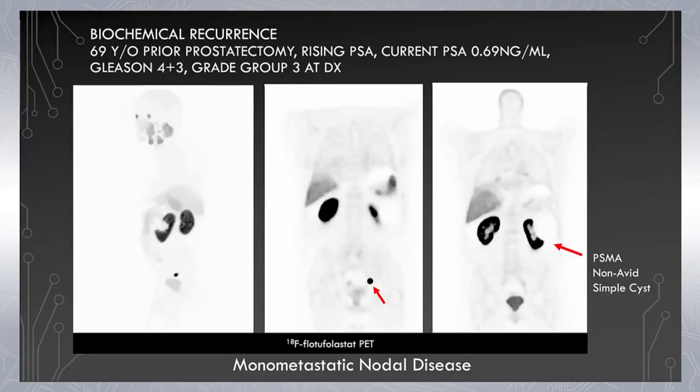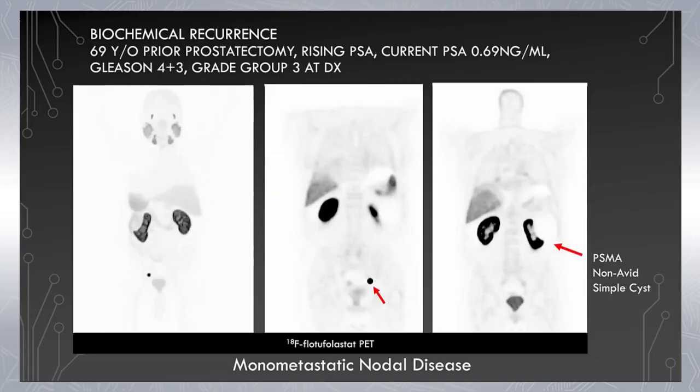So let's look at our first case. It's a case for a biochemical recurrence. 69-year-old with prior prostatectomy, a rising PSA, and a current PSA of 0.69 nanograms per cc. The Gleason at presentation was 4 plus 3. So it was grade group 3 carcinoma at diagnosis.